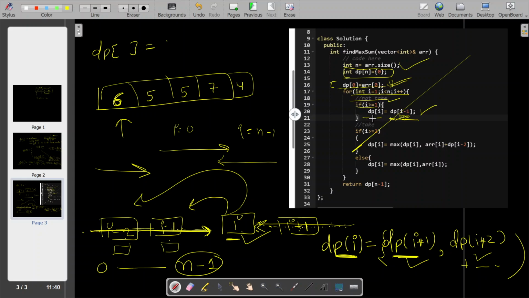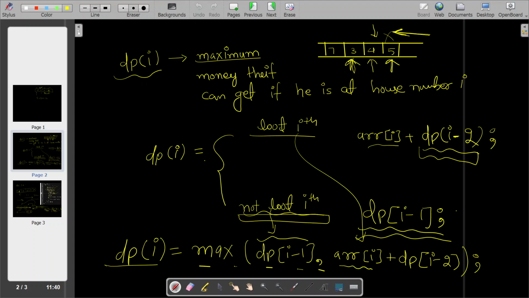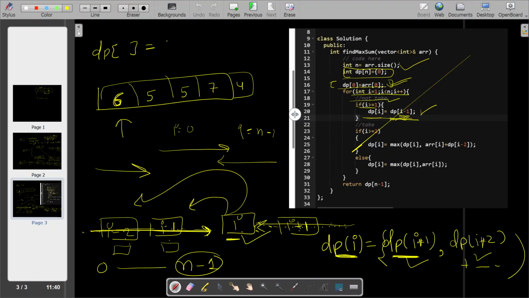Okay, so this is the condition that we are at. Now if we take the value, what we have decided here is dp of i equals arr of i plus dp of i minus 2. If i is greater than or equal to 2, suppose we are at this index, we can simply say 5 plus whatever we get from here. But suppose you are here: this is index 0, this is index 1, this is 2, this is 3.